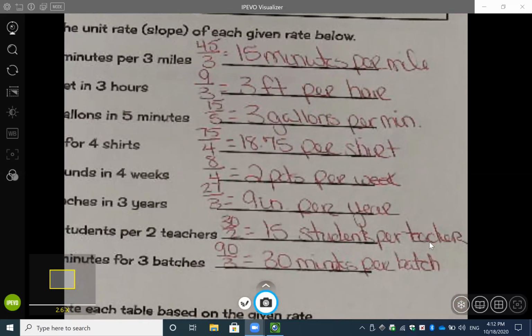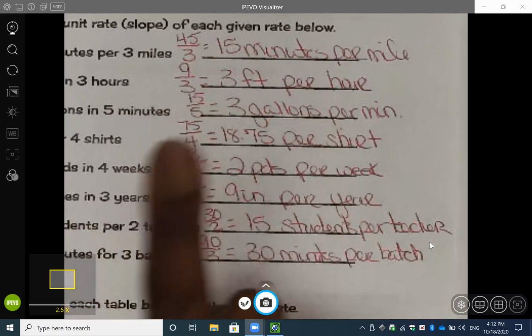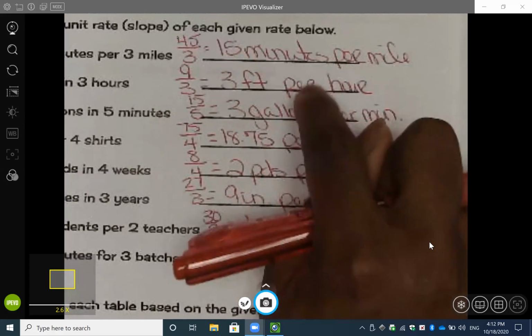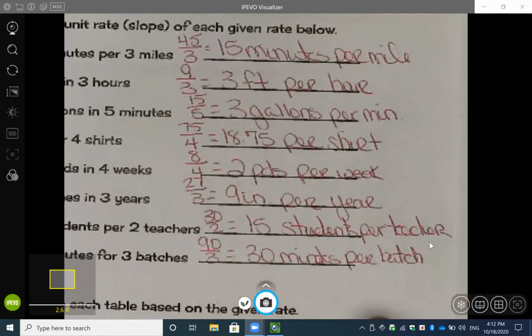Again, for unit rate, you are trying to see how much it's going to be for one of something, one. So 1 mile, 1 hour, 1 minute, 1 shirt, 1 week, 1 year, 1 teacher, 1 batch. How much is it for one?